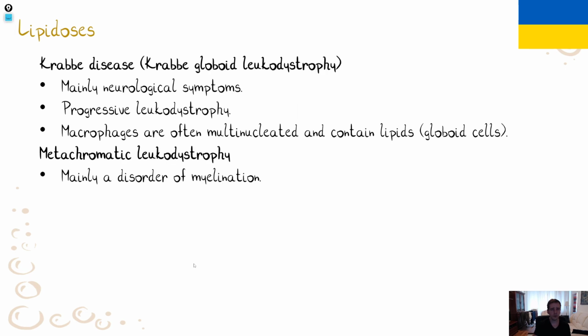And last but not least, we should mention some leukodystrophic diseases. For example, Krabbe disease or Krabbe globoid leukodystrophy. It is mainly a neurological disease with progressive leukodystrophy. And why globoid leukodystrophy? It's because the macrophages that store the lipids are very often multinucleated and somehow globoid. So that's why this disease is called globoid leukodystrophy.